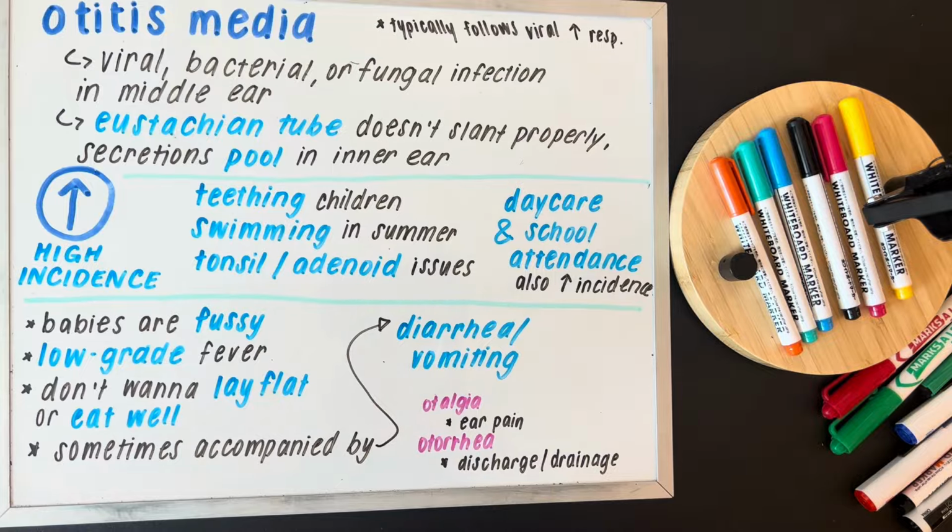But the manifestations in babies, they'll be fussy. They'll have a low-grade fever. They won't want to lay flat or eat well. And sometimes it's accompanied by diarrhea and vomiting. And I also saw these on Google, might be on our ATI, not sure. Otalgia, ear pain, and otorrhea, discharge or drainage.